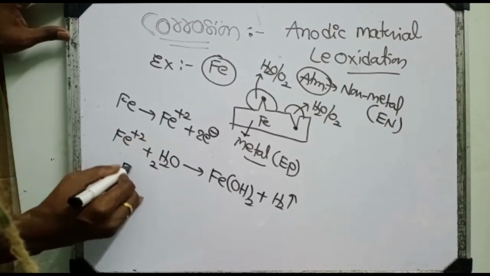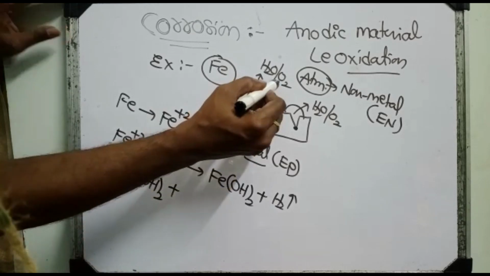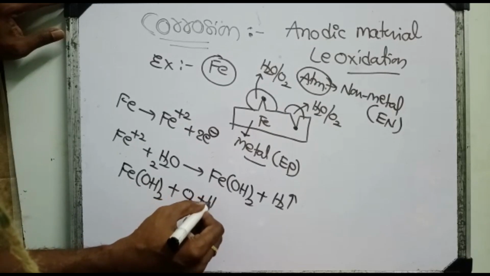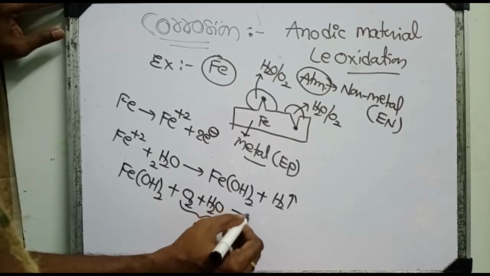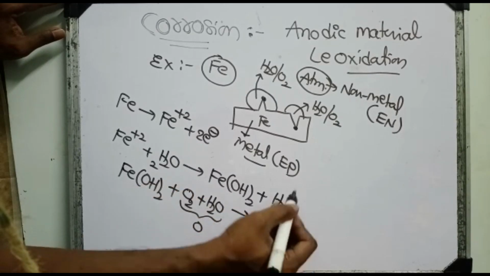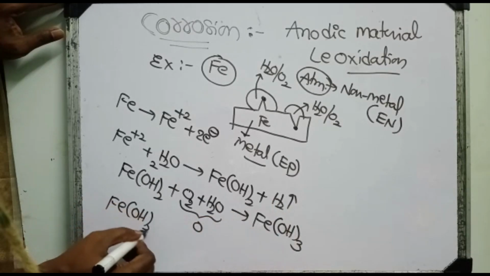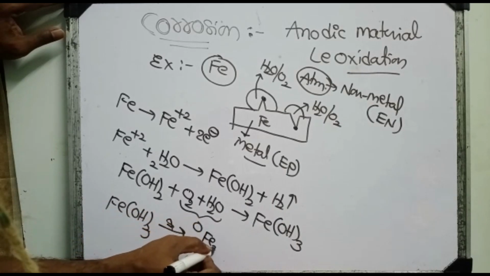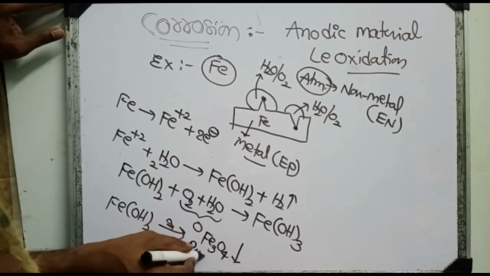Next, Fe(OH)2. Here also oxygen is powerful and present. Oxygen is there, water is there. These are powerful oxidizing agents. So it becomes Fe(OH)3. Next, that Fe(OH)3 loses water, so it becomes Fe3O4. This is called rust.